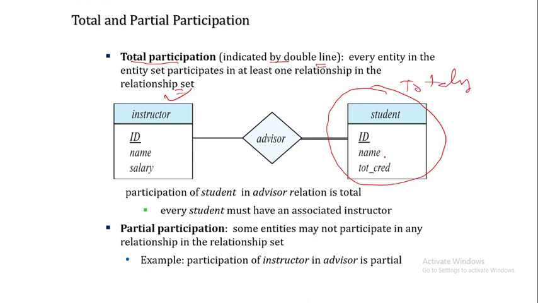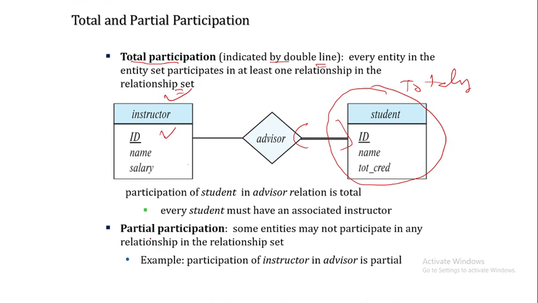All the elements in this entity set are going to participate with one of the instructors. So in the case of the instructor entity set, some may be free, but a student must be enrolled with an instructor. That is why here the double line indicates this entity set has totally participated in this relationship, and this entity set has partially participated in this relationship.